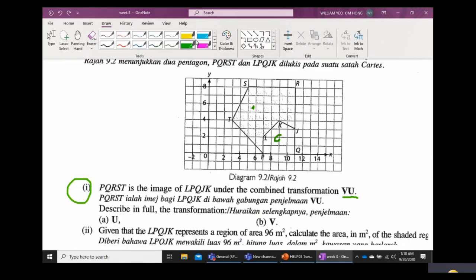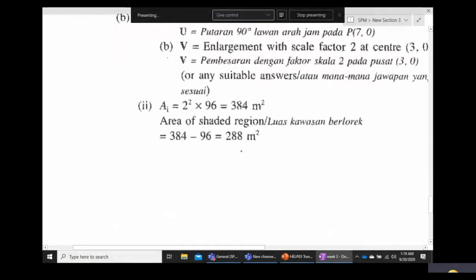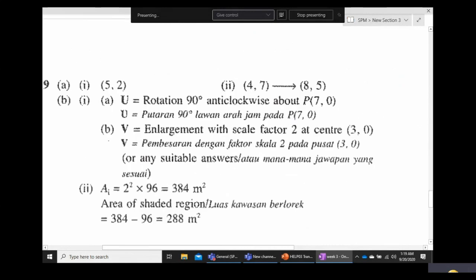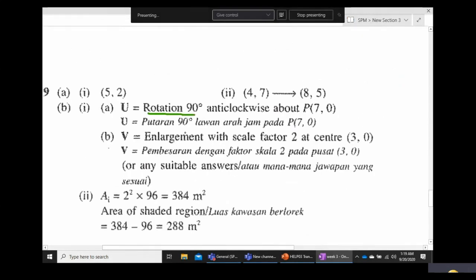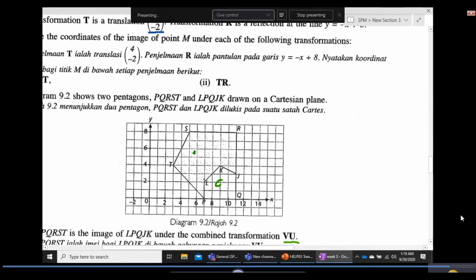Let me change to the pen. So V must be enlargement. But before we do enlargement, we need another transformation, from PLKJQ to something like here. So from here to here, it must be rotation. Let's look at the answer. So rotation first, then enlargement. Anti-clockwise about point P70. 70 is here, right? So if you rotate this, you should get, let me draw.